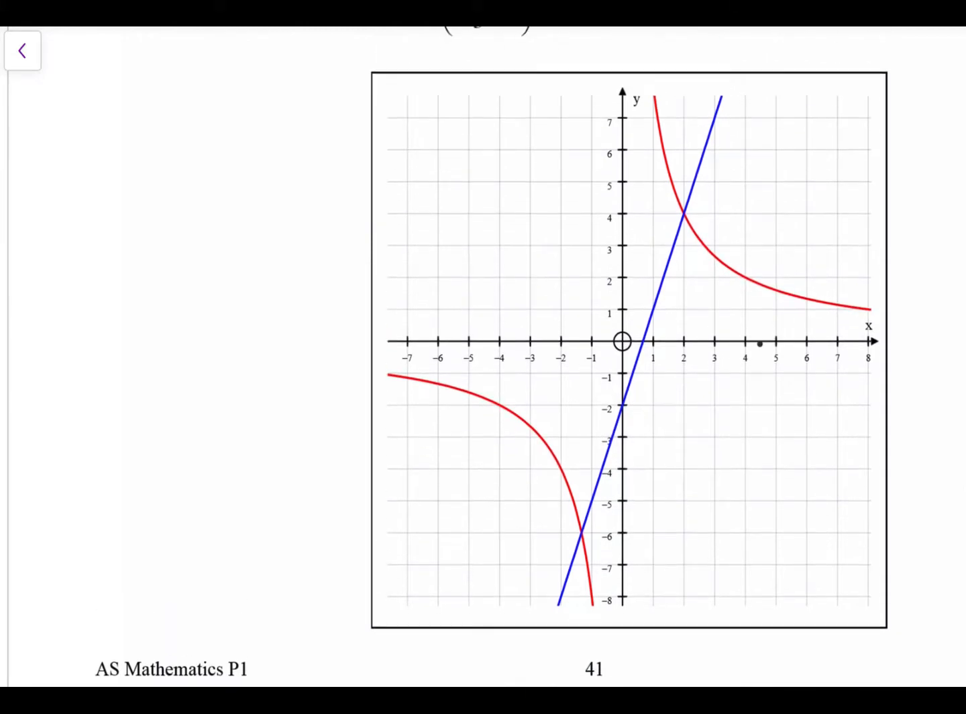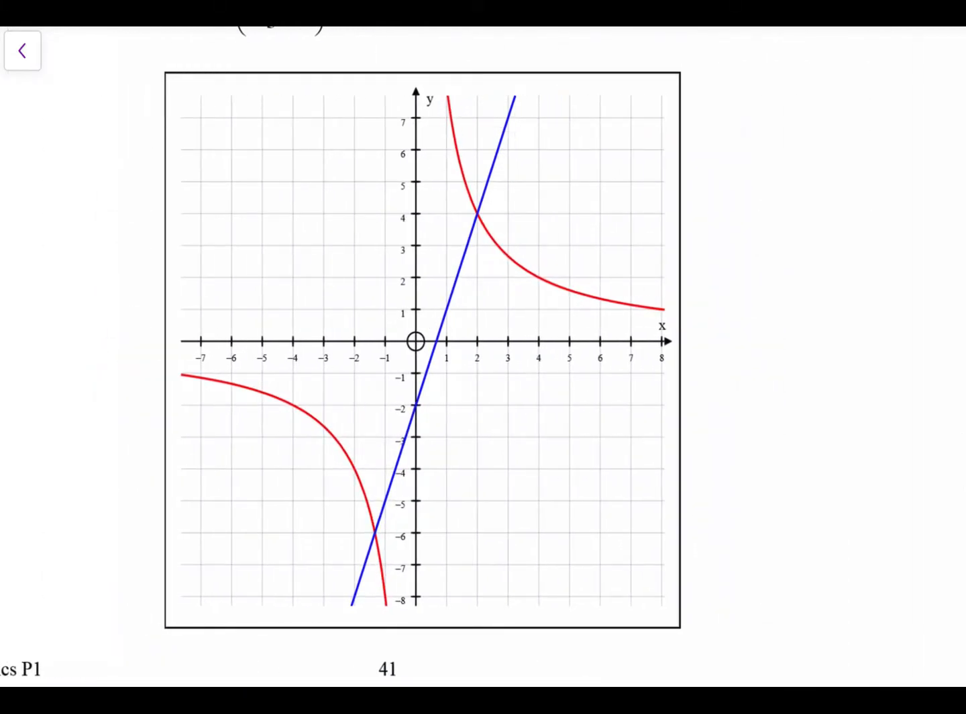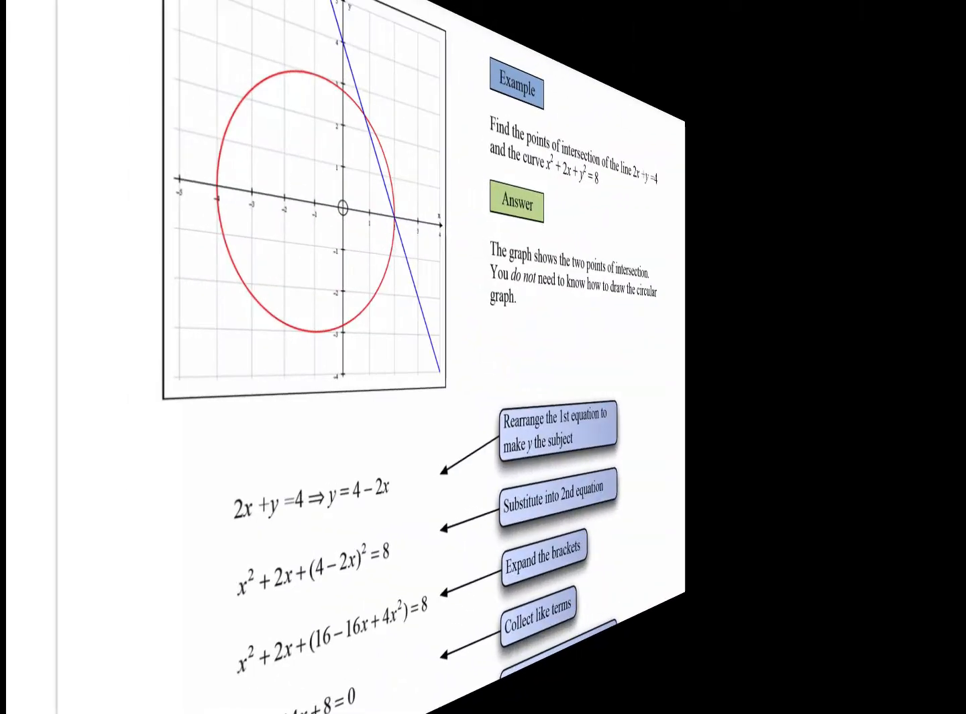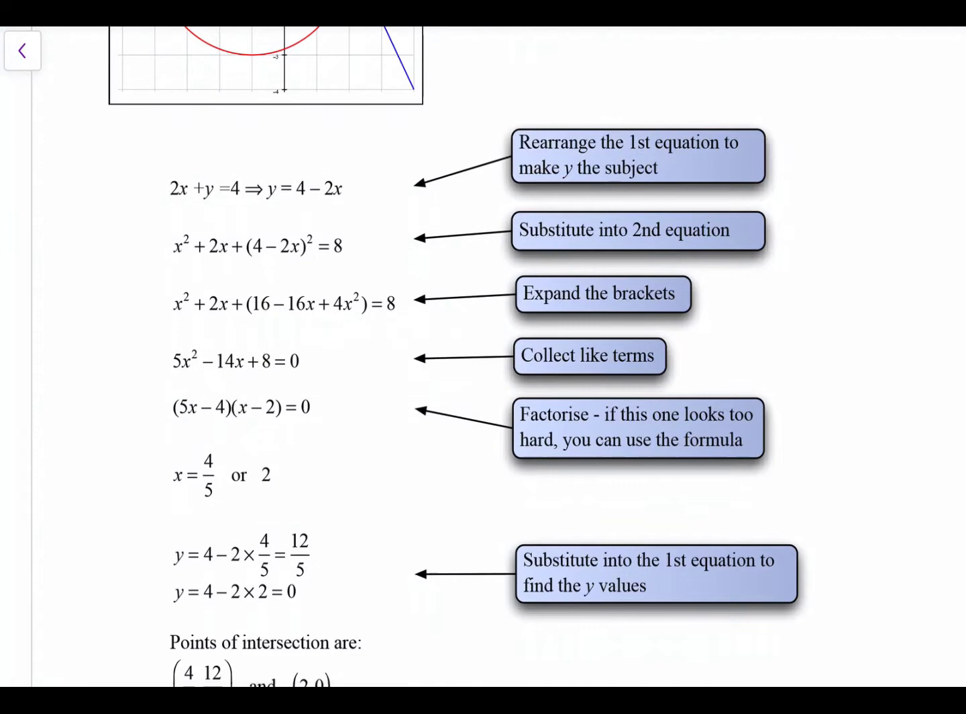And here's what it looks like. There's the hyperbola in red. There's our straight line, and we've found the coordinates of those points of intersection. In this question, we follow a really similar idea here. We've got a line, we've got a circle, and you don't need to know how to draw the circle. We can just see from the question here that we've got 2 points of intersection, and the technique that we're using here is very similar.